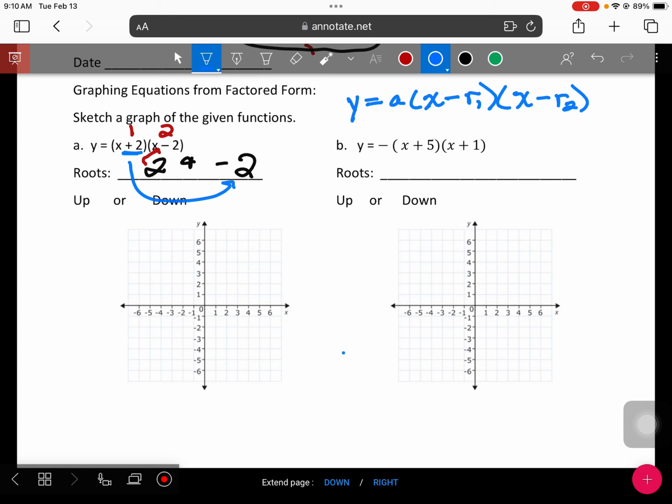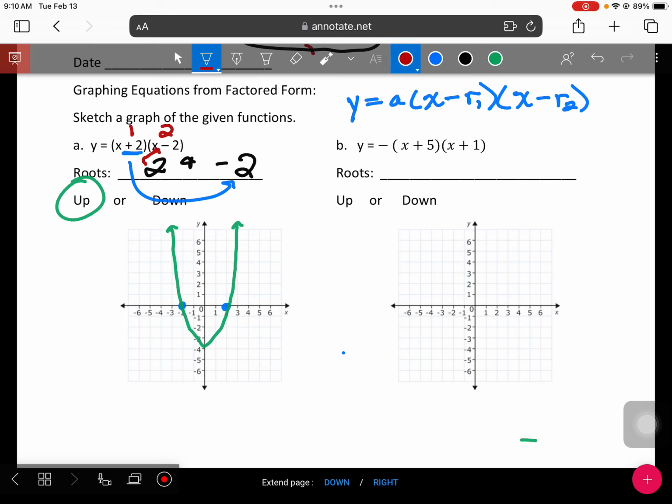Okay, so let's go ahead and plot those. 2 and negative 2. Those are my roots, my x-intercepts. Is this going to open up or down? Up. And so, as I look at this, and I know that this parabola is symmetric, it looks the same on the left side as it does on the right, I don't know exactly where my vertex is. But I am going to just make sure that it opens up and that I have my 2 x-intercepts there.